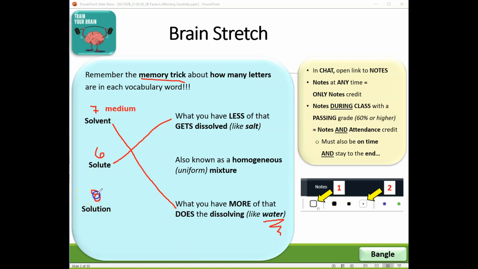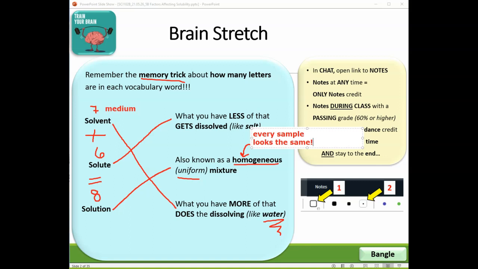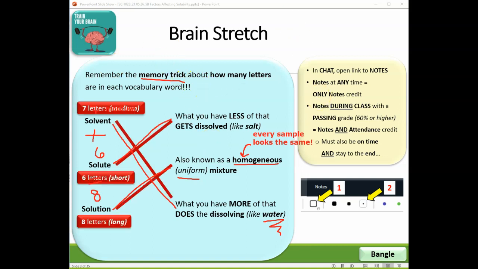Again, thinking about how water is often called the universal solvent. And once you mix those together, you get the solution. Remember, solution is 8 letters. This is the longer word. And so that's the overall putting them together, right? So solvent plus solute gives us the overall solution. Again, this is also known as a homogeneous or uniform mixture. Remember, homo meaning same. And so this means that every sample looks the same. So if you dissolve salt into water completely, if you take a sample from the top, the bottom, the left, the right, the middle, every sample looks the same, tastes the same, etc. So these are our answers right here, again, if you want to review those.